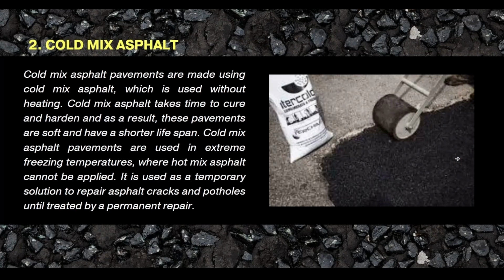Second, we have the cold mix asphalt. Cold mix asphalt pavements are made using cold mix asphalt, which is used without heating. Cold mix asphalt takes time to cure and harden. As a result, these pavements are soft and have a shorter lifespan. Cold mix asphalt pavements are used in extreme freezing temperatures where hot mix asphalts cannot be applied. It is used as a temporary solution to repair asphalt cracks and potholes until treated by a permanent repair.